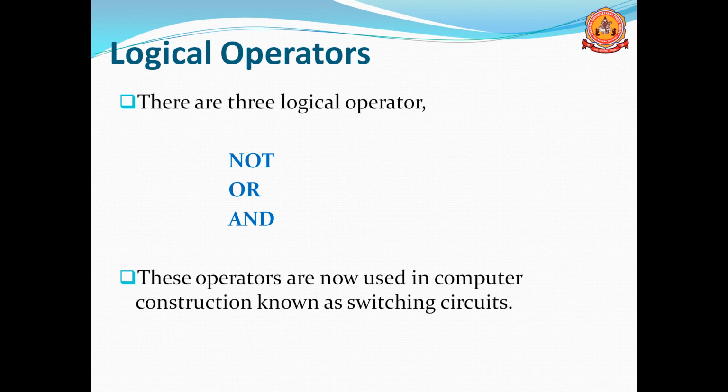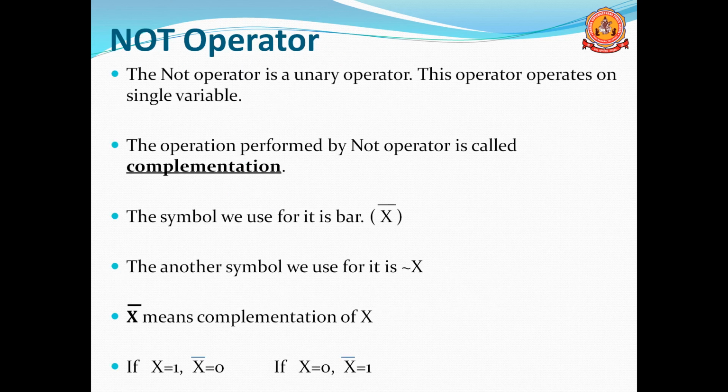Next we'll move to the logical operators. There are three logical operators we use: the not operator, the or operator, and the and operator. These are the operators used in logic. They are used in computers to construct switching circuits. These are the three main logical operators used to construct circuits in a computer. The first one is the not operator.